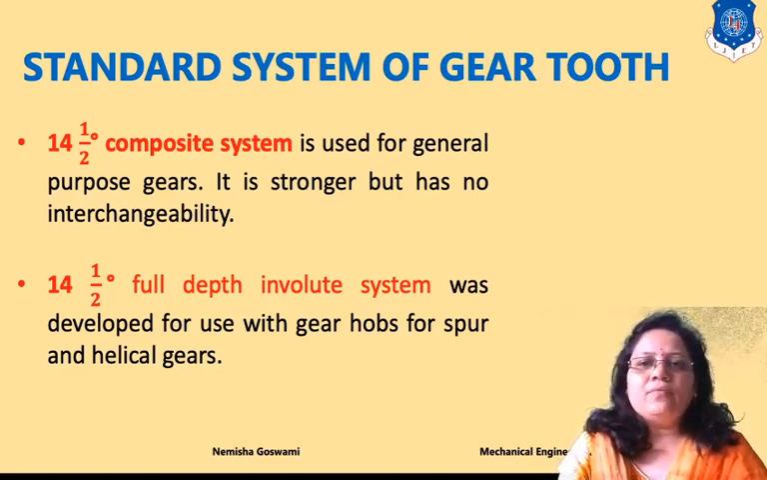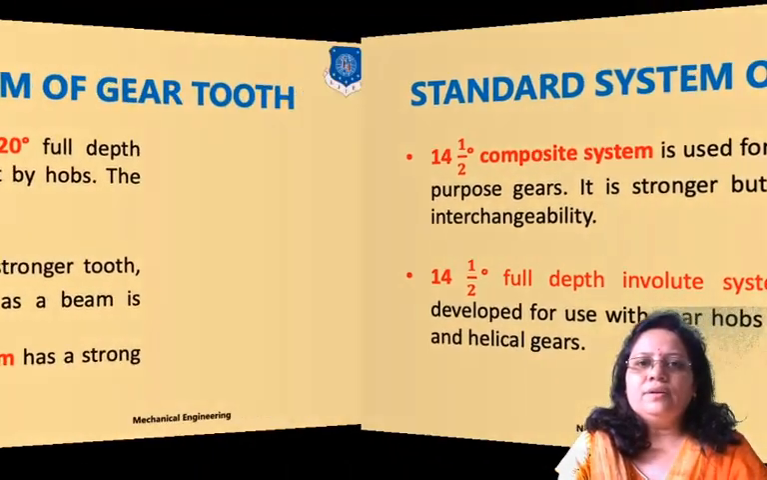Second is the 14 and a half full depth involute system. These are used for spur and helical gears. What is a spur gear? A spur gear is a gear whose shafts are parallel to each other, and helical gears are gears where teeth are at some angle with respect to the shaft axis, and shaft axes are parallel to each other. These types of gears are known as helical gears. In this case we generally use the 14 and a half full depth involute system.